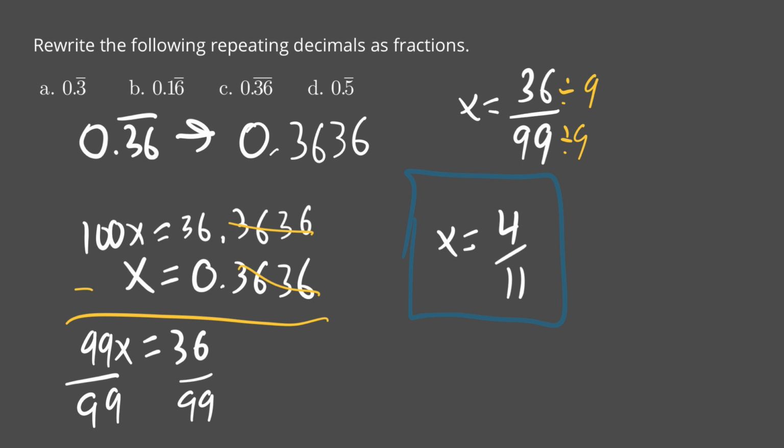Now, as a general rule of thumb, if you ever see these problems in the future, however many digits are in the repeating part is how many zeros will need to be in your multiplied factor. So for 0.36, you use 100. If it was 0.123, you would use 1,000, and 0.1234, you would use 10,000.